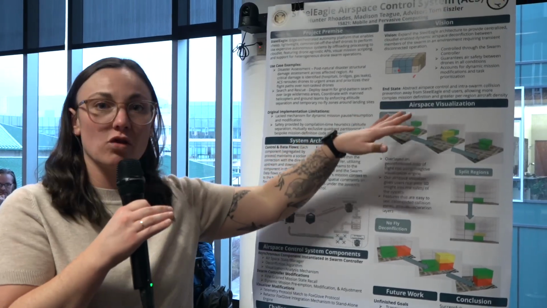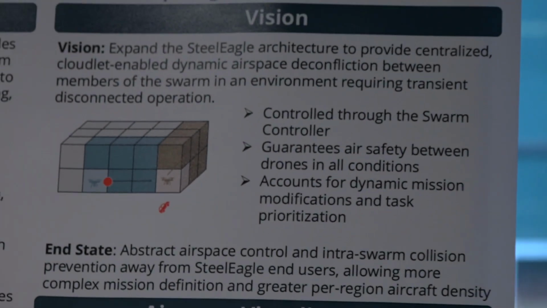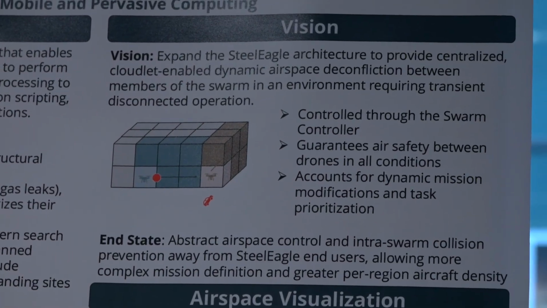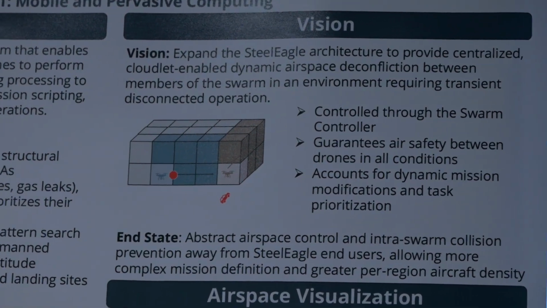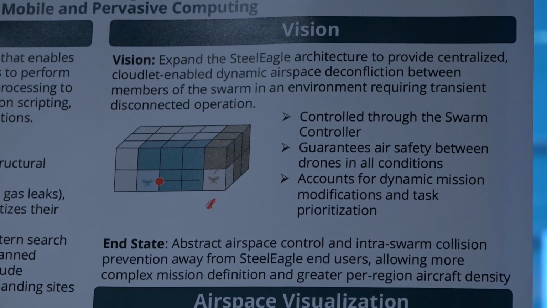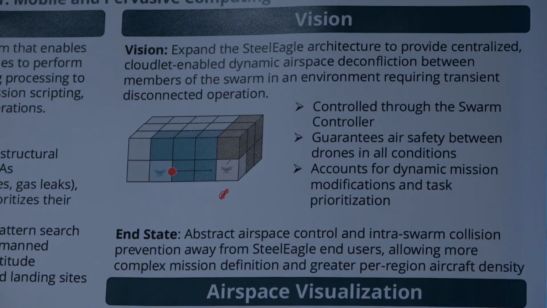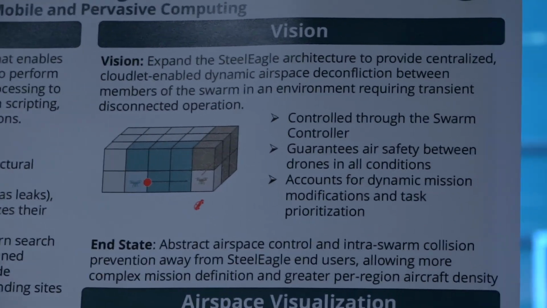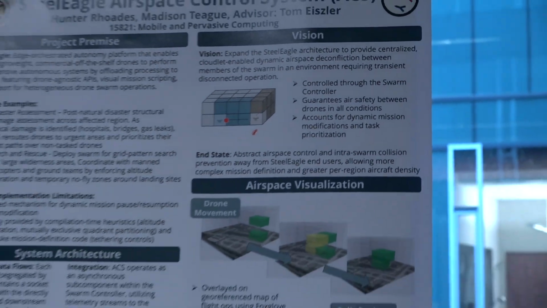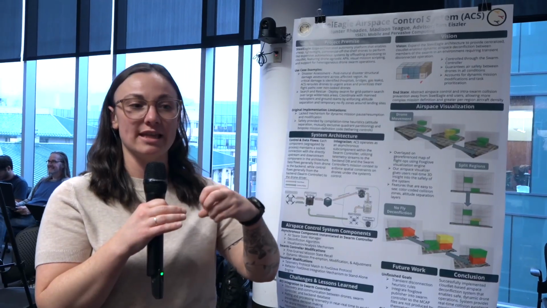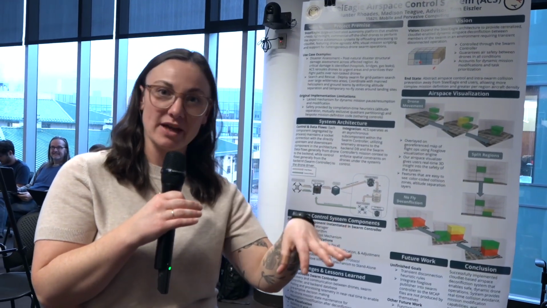So our vision for this project was to expand upon this architecture and create an abstracted grid world overlaid into the airspace, which allows for more fine-grained control and more fine-grained airspace safety for SteelEagle. Our main contributions are in three parts. We have the airspace control engine, which is what actually does the creation of the grid world and controls all the rules for the drones as they try to move from space to space.